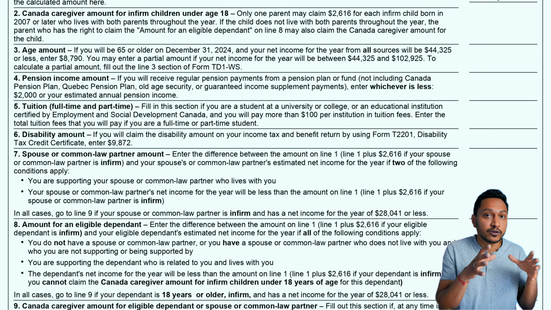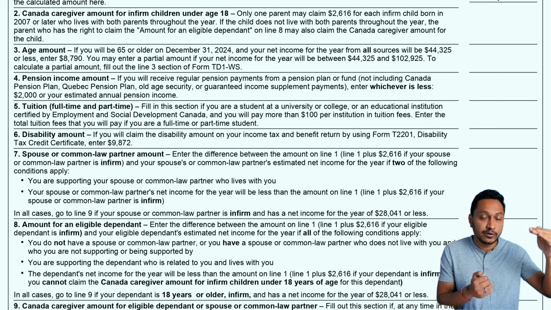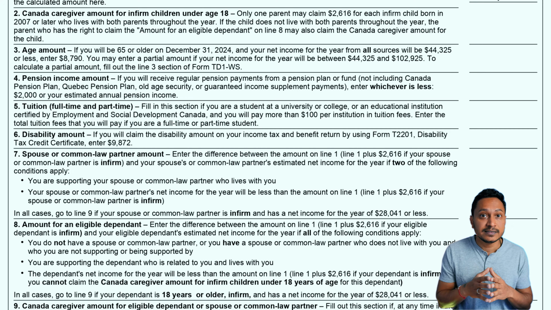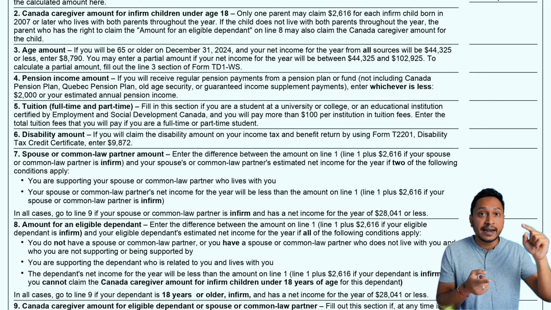You can only claim your fees, which is the yearly fees. So let's say you're starting at the beginning of the year, around January or February, and you are filling out this form, then in that case, you have to calculate the full year fees which you are going to pay only for this year and enter that amount here.